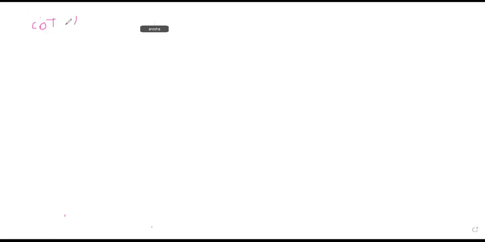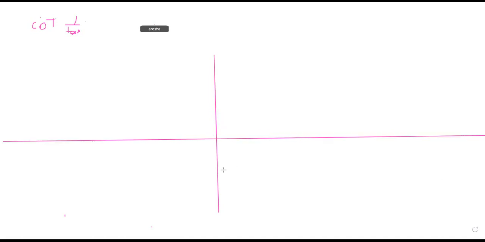Cot means 1 over tan. So if you can remember how we drew the cosec and sec graphs, we first drew a sine and cos graph, and after that we drew the cosec and sec. But here we don't actually need that. The cot graph is the reflection of the tan graph. The cot is the reflection of the tan graph.